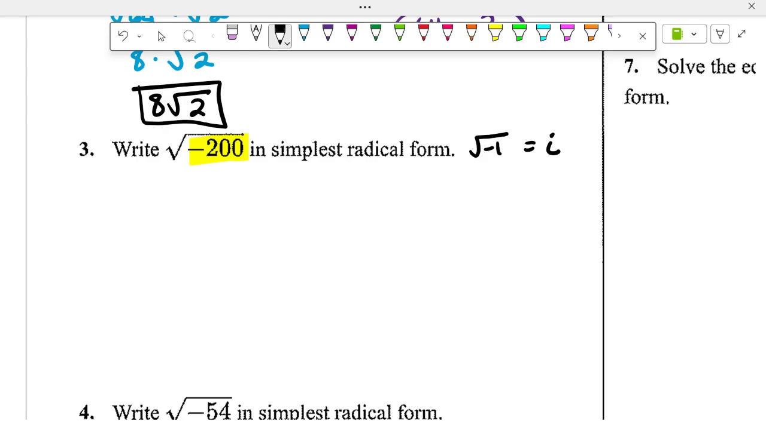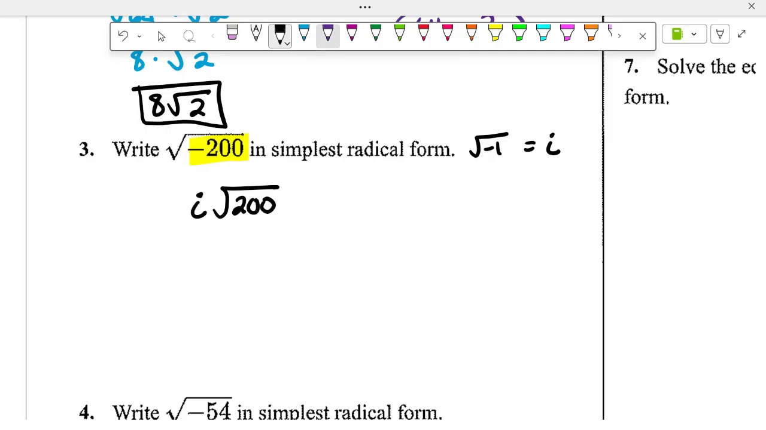So what I have to do first is to get rid of this negative. I'm going to rewrite this as i square root of 200. So the i has to come out. And the i always goes to the left of the radical. All right, don't write it on the right.